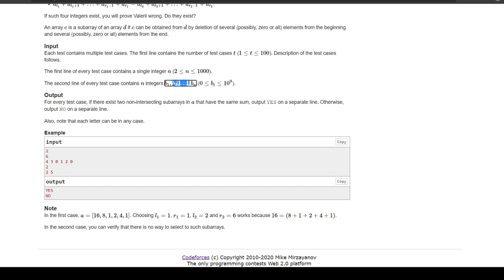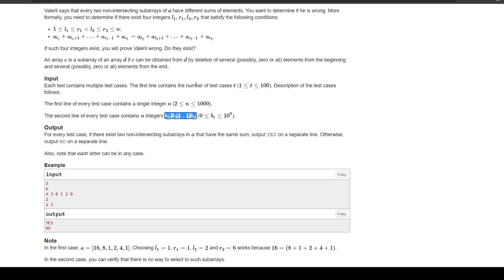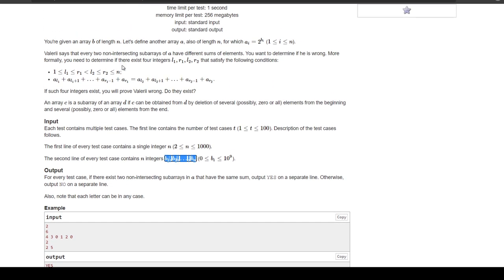And let us suppose that all the numbers B1 to Bn are distinct, then in this case the answer would be no. Why? The answer is all the powers of 2 are distinct. This means the sum of any distinct powers of 2 will be at most 2 raised to power n minus 1. So if you take continuous powers of 2, the sum would be 2 raised to n minus 1, and as all the b's are distinct, you can easily show that there wouldn't exist another non-intersecting subarray which has the same sum.